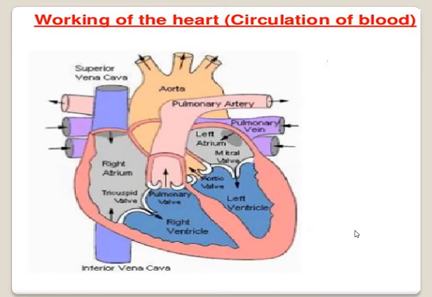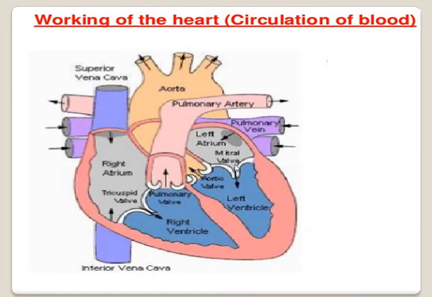Its lower part is conical, you can see, and slightly tilted towards the left. And it is enclosed in a bony cage formed of ribs, backbone and sternum bone. Now the human heart is divided into the right and the left chambers as you can see.